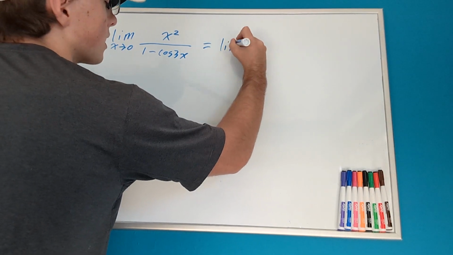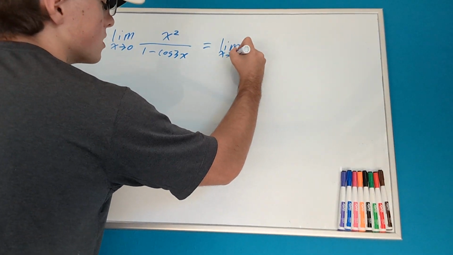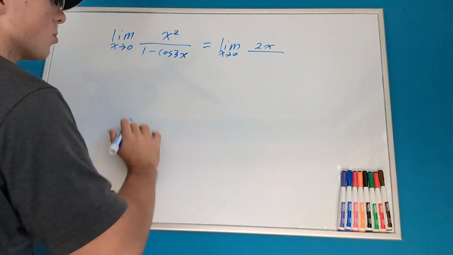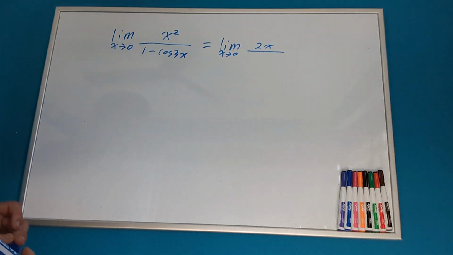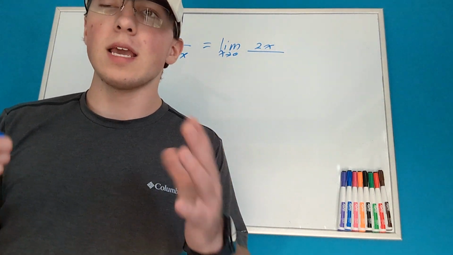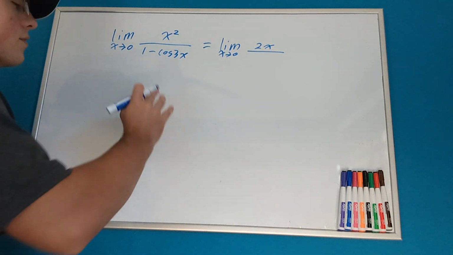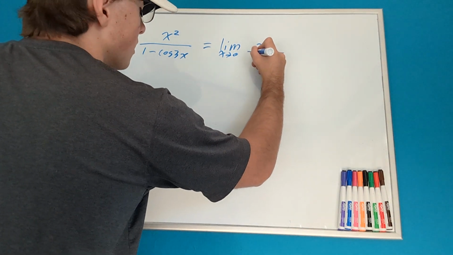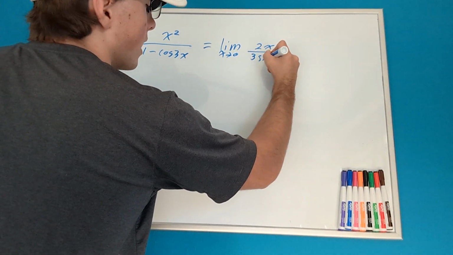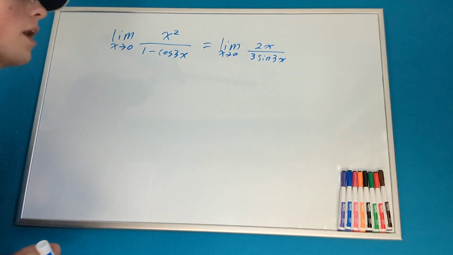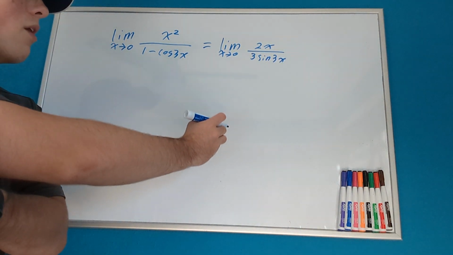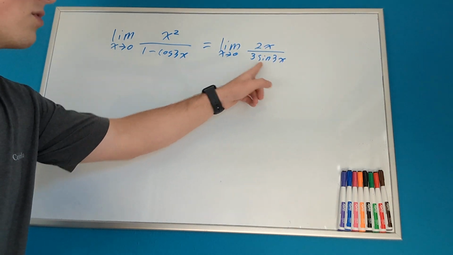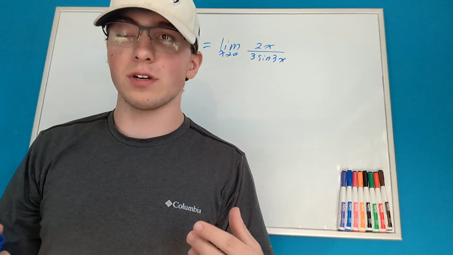So this equals the limit as x approaches 0 of 2x over, well, this will go away, and what's the derivative of cosine 3x? Well, the derivative of cosine x is negative sine, but it's already negative, so this will become positive. So what do we have? We have 3 sine 3x. But we can plug 0 in now, and what do we see? Well, this is still 0, and sine of 0 is 0, so we still have 0 over 0.